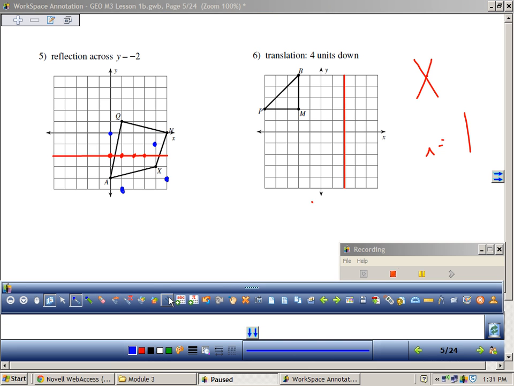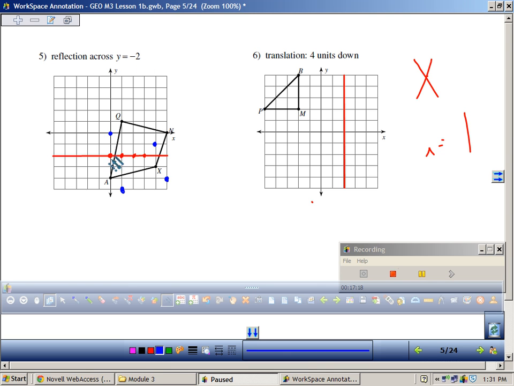Yes, Giovanni? It told me across y equals -2. So I went down 2 and drew a line. Make sense? If it told me x equals 4, I'd go over 4 on x and draw a vertical line. All right.